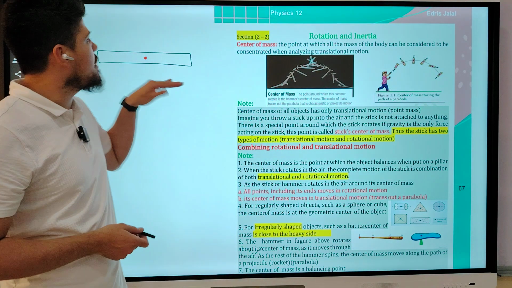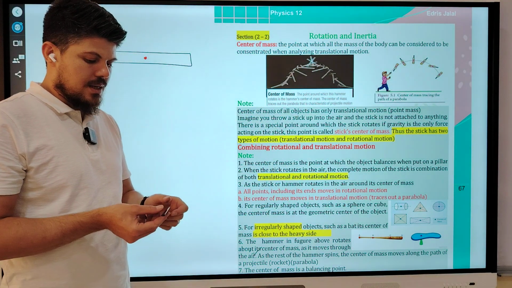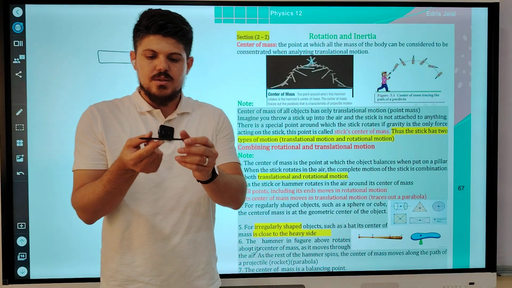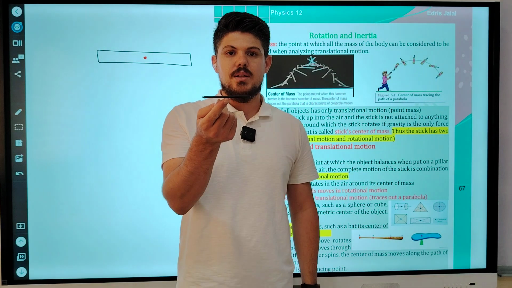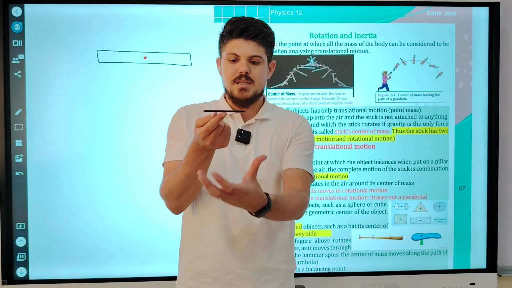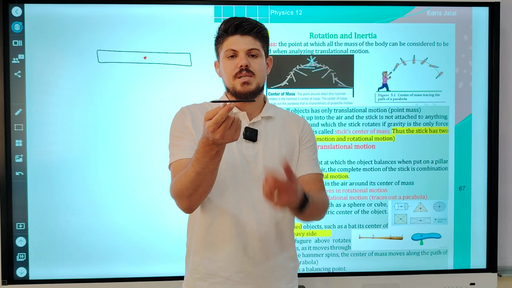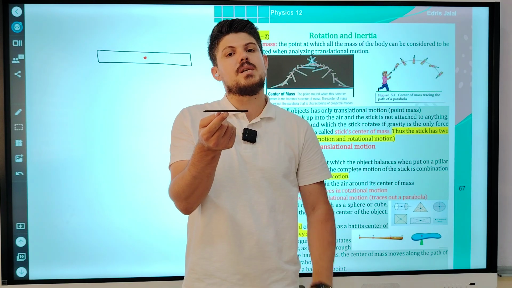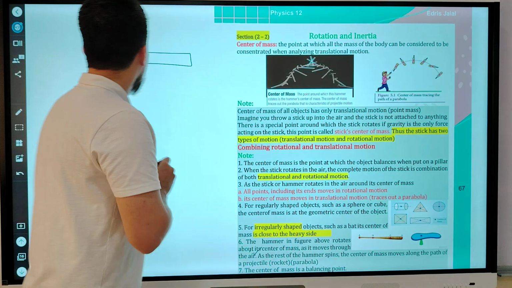At which point can you make this beam balanced? At the middle. You can see, for example, this pen. I balanced this pen on my finger. So where is the center of mass? The balancing point is the center of mass, okay?